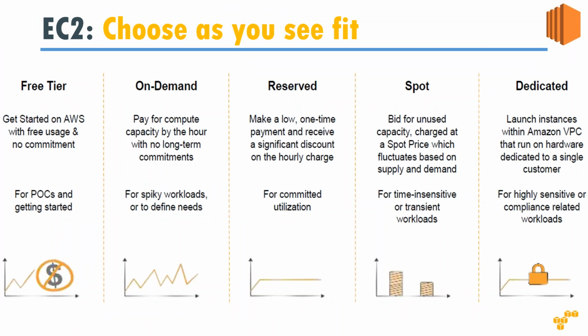So this is another simple flowchart that helps you to choose what is the type of instances that you need to use. For example, you are a free tier, that is when you start your account and you do your POCs and you get started. And once you get started, you can go for on-demand instances. The on-demand instances are very good for spiky workloads or to define your needs. For example, to identify more about your application and then understand what is the exact instance type that you need, whether you need it for 1 year or you are going to need it for a very short amount of time, or your application is insensitive to workloads or instances disappearing.